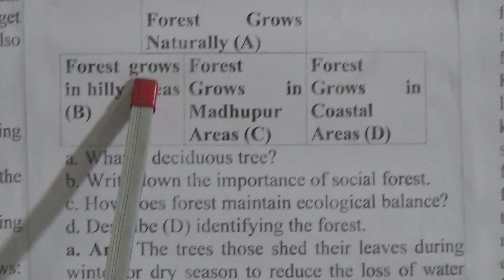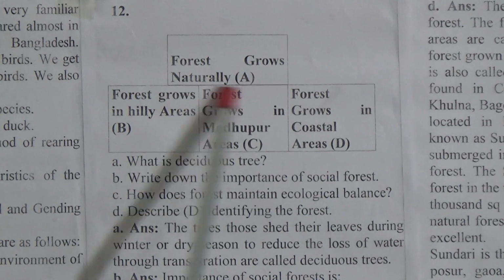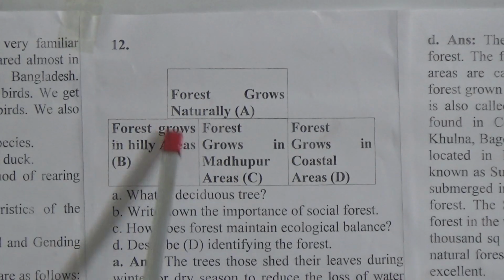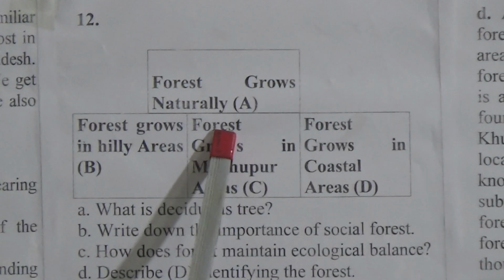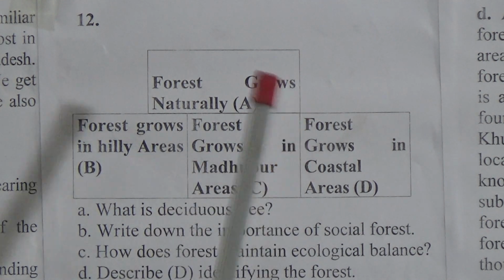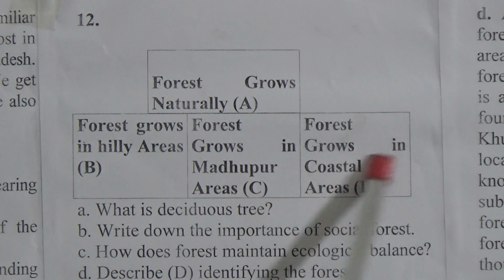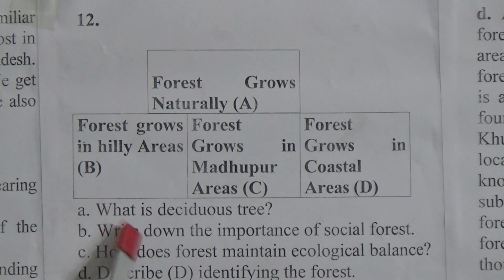And last creative question, question number 12. Forest grows naturally. Forest grows in hilly areas, and forest grows in Madhupur areas. Forest grows in coastal areas. What is deciduous trees? Answer.